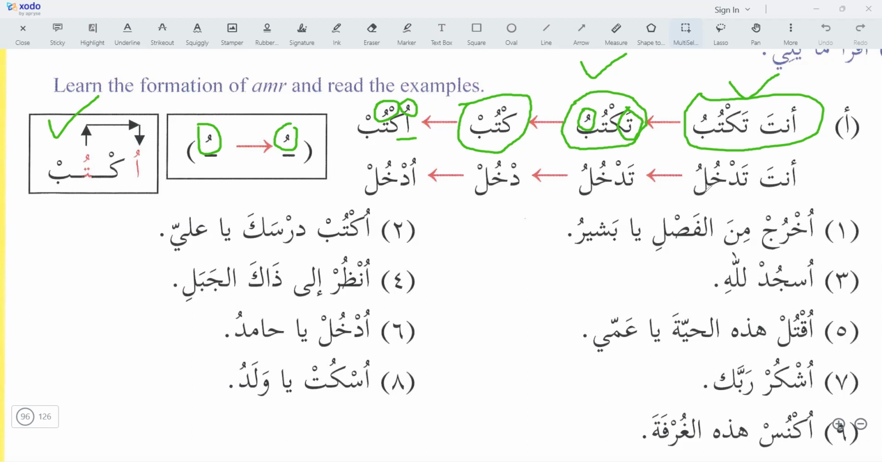And same here, anta tadkhulu. We delete the harful mudare, and we make the last radical sukoon. So this is the shape. We cannot pronounce it, so we will prefix hamzatul wasal here. After prefixing the hamzatul wasal, we look at the haraka of the second radical. Second radical, ayn, has dhamma here. So the first radical, hamzatul wasal, will take dhamma. It will become udkhul. Anta tadkhulu, you are entering. This is verbal sentence.